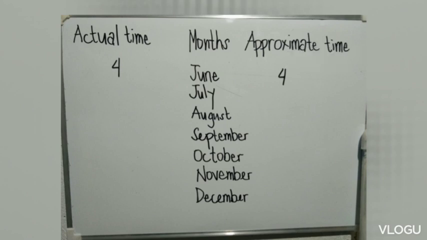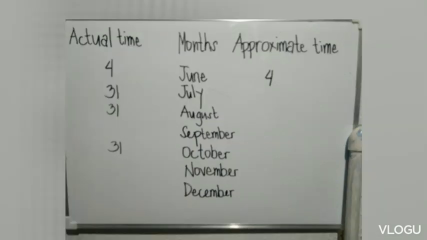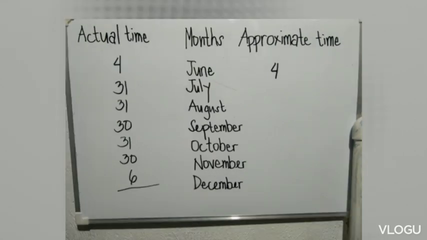What if the given problem is January 20? It's actual, right? So let's subtract it from 31 minus 20. Always remember that in an actual month, subtract from 31, and in an approximate month, subtract from 30. Let's continue. July, August, and October are actual time, so we need to write 31. September and November are approximate time, so write 30 in the actual time side.